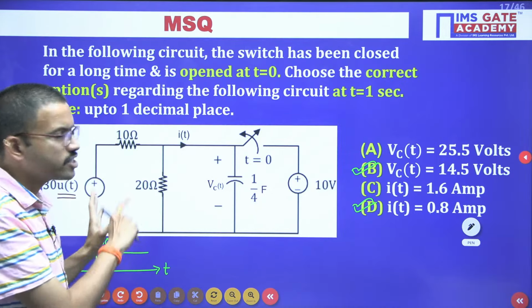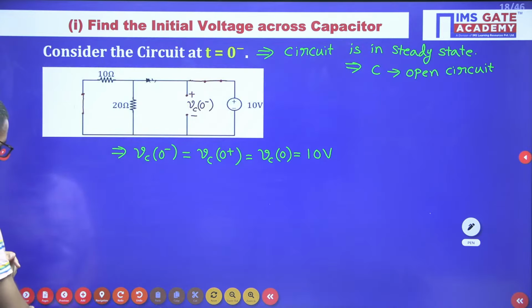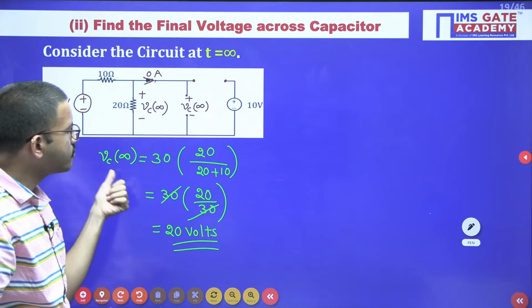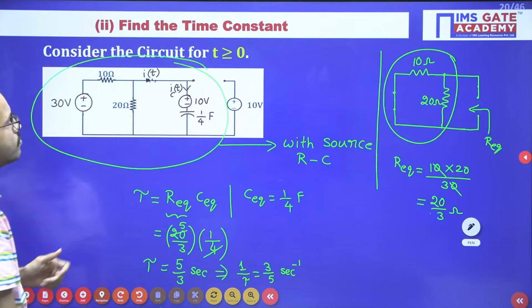That is the reason I have stressed this multiple times. Whenever an independent source is connected after the switching action, you will get a final voltage. This is the standard formula to find the voltage across the capacitor.